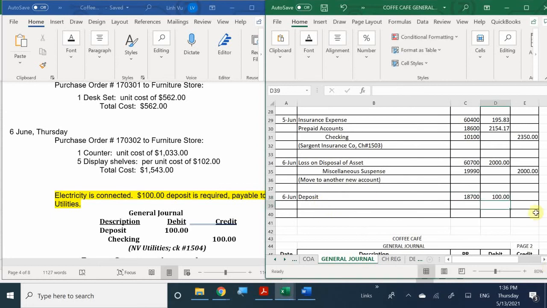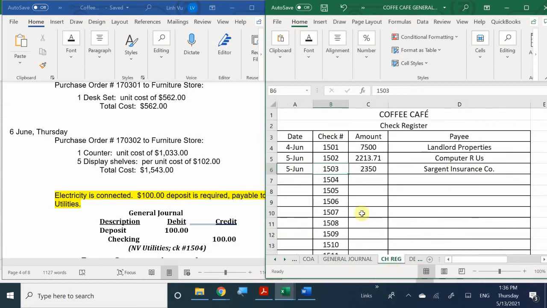So how are we making a payment? Writing a check. Yes, we're making the check payable to NV Utilities. So we're going to be writing a check, which is account 10100, for $100. Let's go figure out what our check number is. I go to my check register. The date is June 6th. I'm writing out a check to NV Utilities.